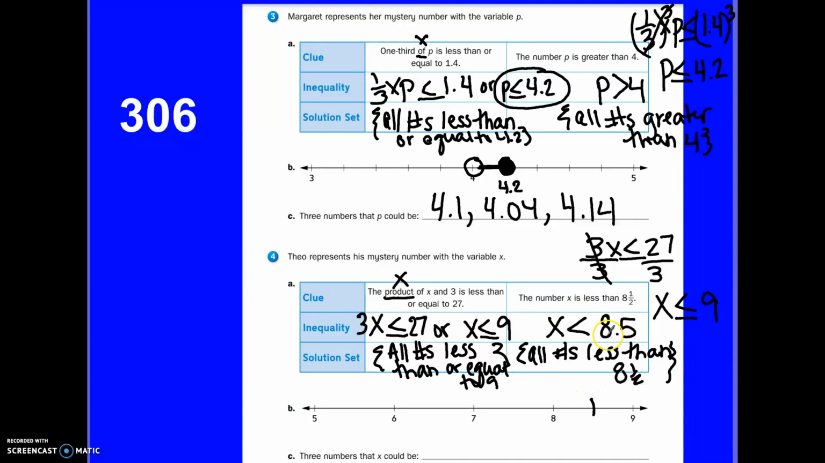And I need to find all numbers less than 8.5 and all numbers less than or equal to 9. So if x is less than 8.5, that pretty much overrules the first one, because we already know it's less than or equal to 9, but now the next clue says less than 8.5. So we're just going to go with that one, and we're going to graph it like this. So it could be any number less than 8.5. So x could be 8.2, since that's less than 8.5. It could be 0, and it could even be a negative number, because this arrow keeps going. So I'm going to say -7. Those are 3 possible solutions for x.